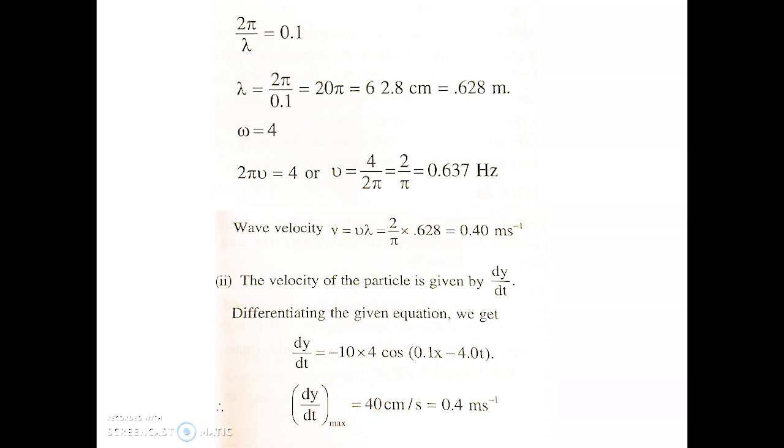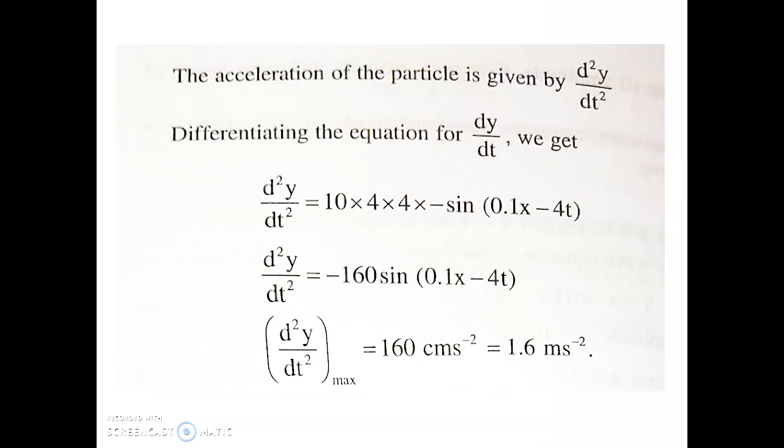And how can you determine the maximum velocity as well as the acceleration? You have the equation for y equal to a sine of kx minus omega t. Differentiate it, we get dy by dt, that will give you the velocity. And how can you determine the maximum velocity? The maximum value of the cosine function is 1. So if the cosine function goes to 1, dy by dt will become minus 40, or 40 centimeter per second, or it is 0.4 meter per second. Similarly, you can find the acceleration by finding dou square y by dou t square, and the sine function also, the maximum value will be 1, so that will give the maximum value of the acceleration as 1.6 meter per second square.